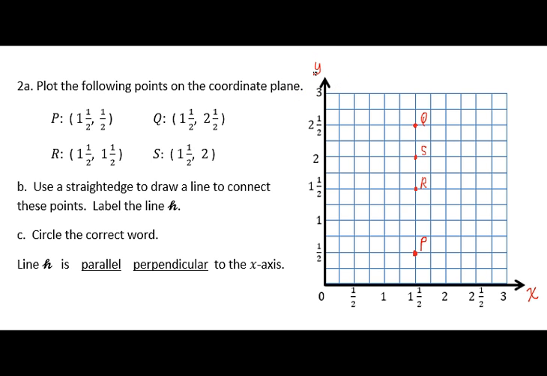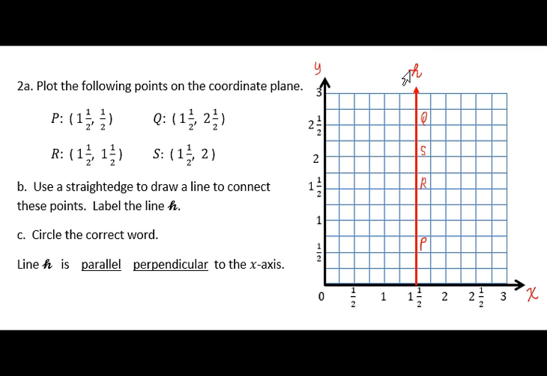Now it says to use a straight edge to draw a line to connect these points and label the line H. And here's my line running through all 4 of those points, and I'll label that line H.